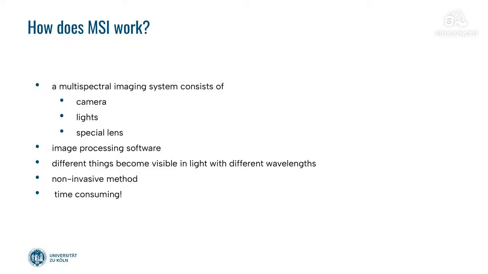So how does MSI work? Multispectral imaging systems do not only consist of a camera, but also of different lights and a special lens. You take pictures in different lights, and then you also need specific image processing software, and different things become visible in light with different wavelengths. It's a non-invasive method, but it's very time-consuming.